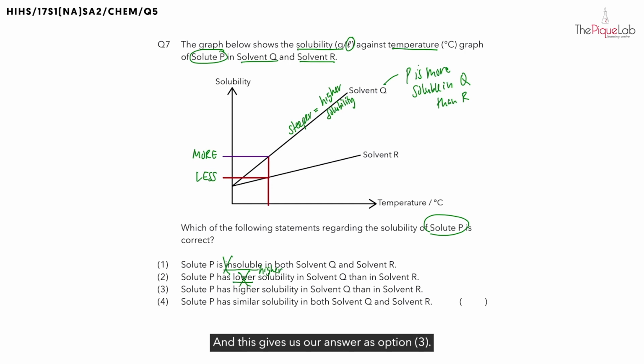And this gives us our answer as option 3. But let's just take a look at option 4. Does solute P have a similar solubility? We know that it does not have similar solubilities in both solvents, and this confirms our answer as option 3.